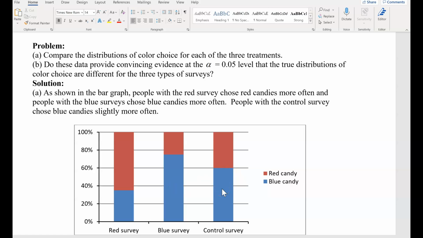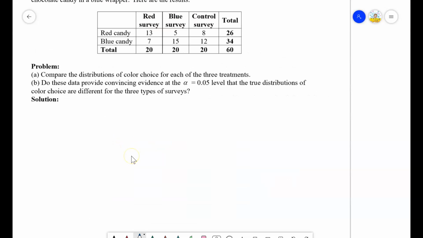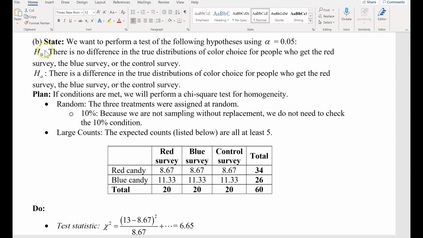We're not doing anything statistically sophisticated to see if these differences are just by random chance or if they're significant. So let's try to think about the hypothesis test from start to finish. What would that look like? Our null hypothesis would be that there's no difference in the true distribution of color choice for people who get the red survey, blue survey, or control. They're all the same. Alternate is that there is a difference.